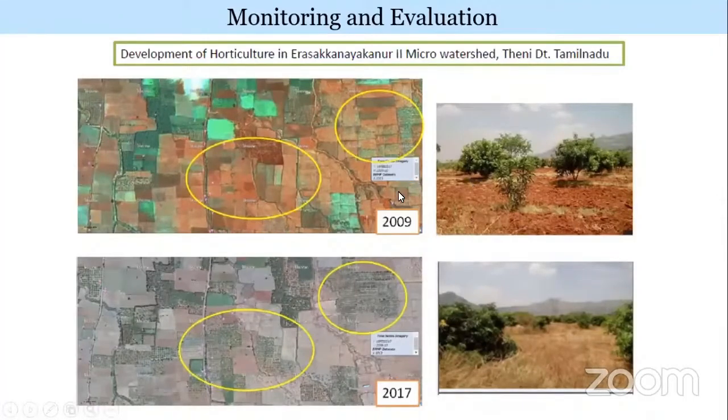When we initiated projects in one of the micro watersheds in Tamil Nadu, this was the location in 2009. And then when we did the plantation, what was the condition after many years? In 2017, we can see very clearly that there has been establishment of horticulture plants. So this is a very good tool for analyzing what work has been done, what its impact is, and what the survival rates are. This is one of the tools used for monitoring.